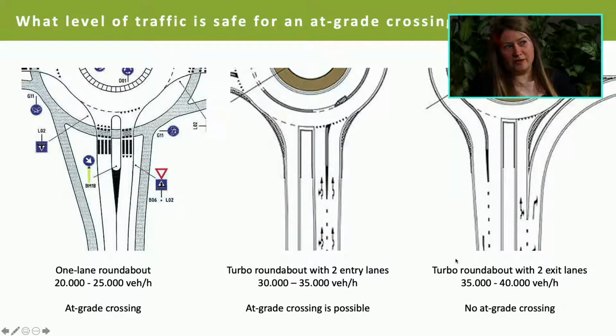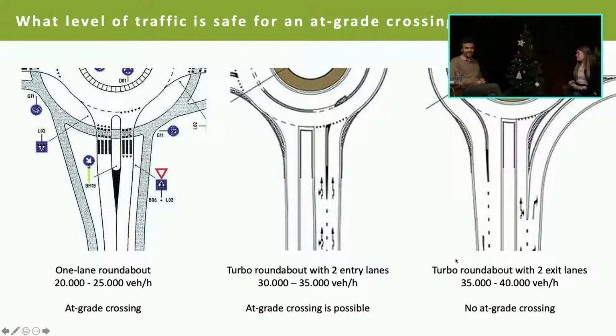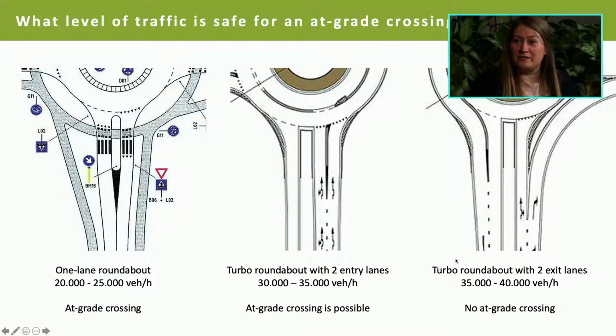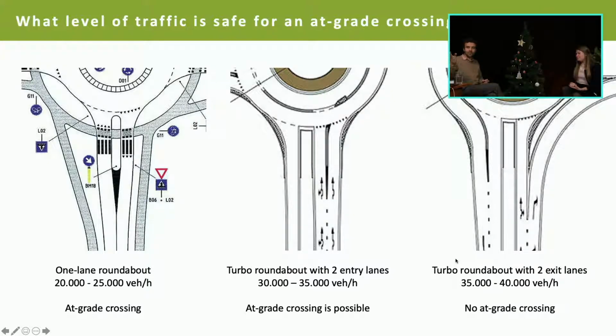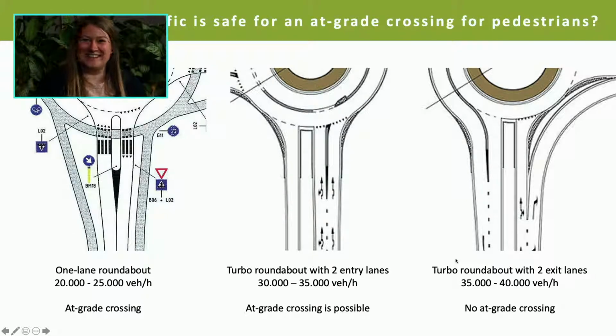Then the middle one, the turbo roundabout with 2 entry lanes and 1 exit lane, you can do an at-grade crossing. It is possible. I don't know if I would recommend it, but it's not the most safe option. But it is possible. But then you wouldn't put a zebra crossing there, would you? No. Well, it depends on if you have cycle priority, because if you have cycle priority, you also have priority for the pedestrians. But I think in most cases, this type of roundabout is outside of the urban area. And there aren't any pedestrians or such a low level, so there isn't any crossing. Right. And then the third one on the right? Yeah, so don't do an at-grade crossing at that one.